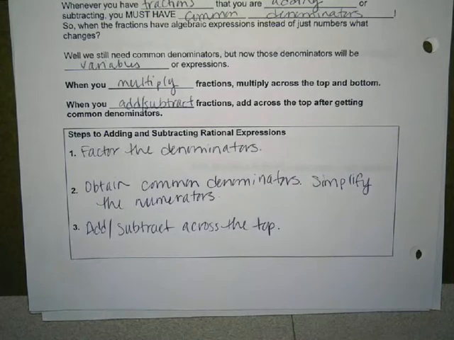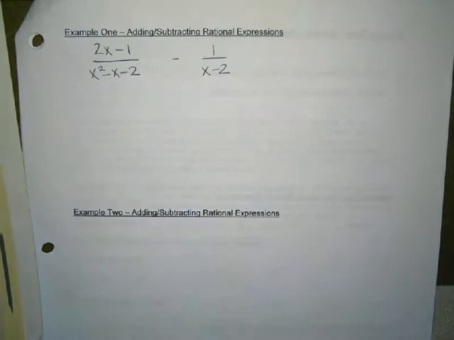When you're ready, go ahead and flip the page. Alright, so for example 1, we're going to start with 2x minus 1 over x squared minus x minus 2, minus the fraction 1 over x minus 2. So you can see there's fractions, but in both cases we have variables in the numerator and the denominator.